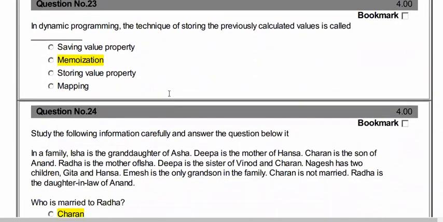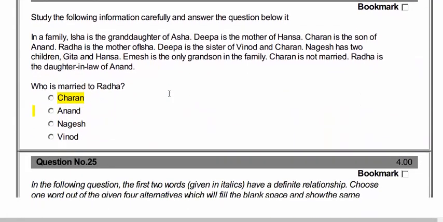In dynamic programming, the technique for storing the previously calculated value is called as dash. Option B is right, memoization. In dynamic programming, the technique for storing previously calculated values is called memoization.